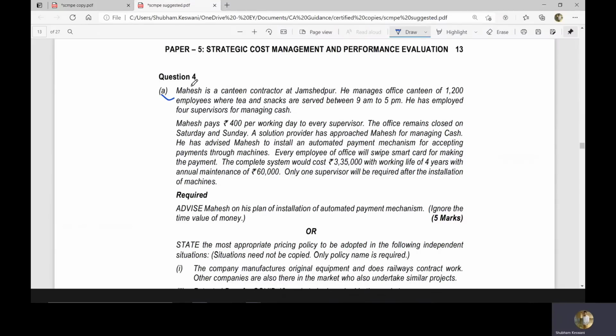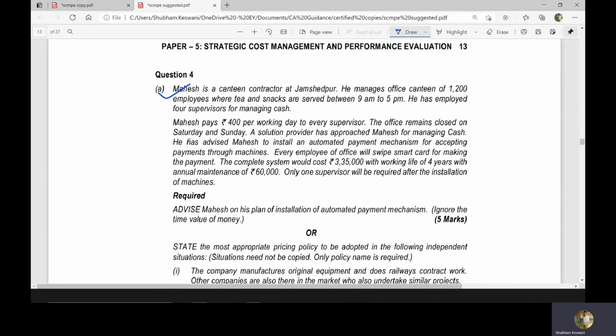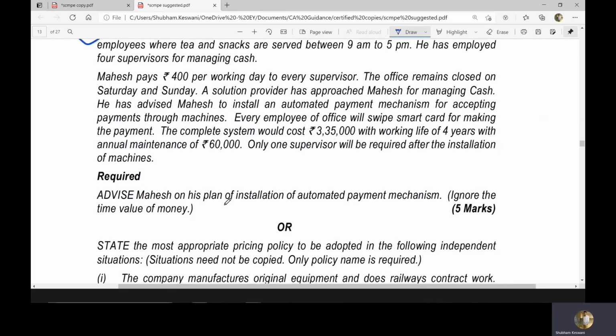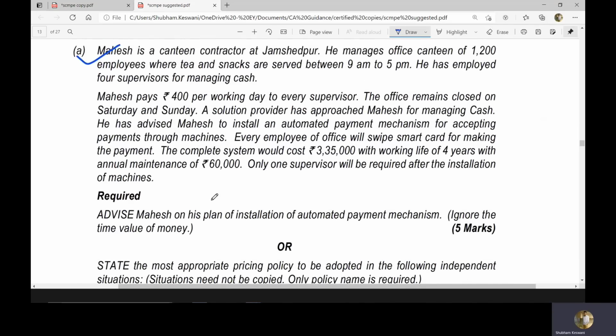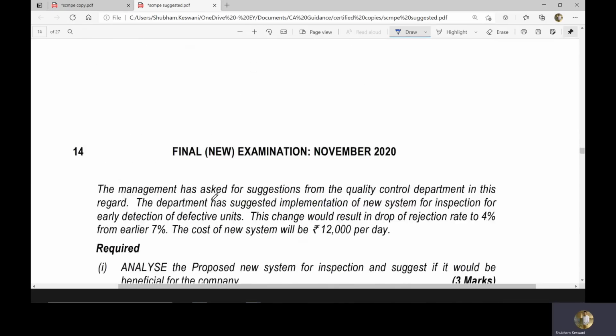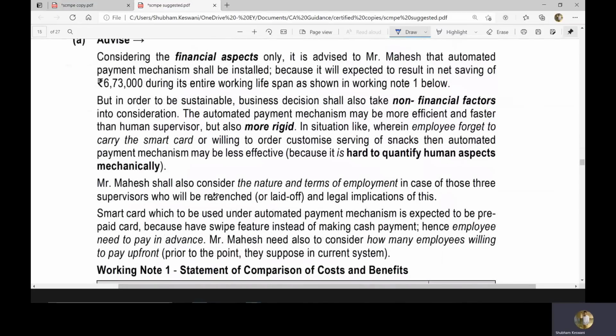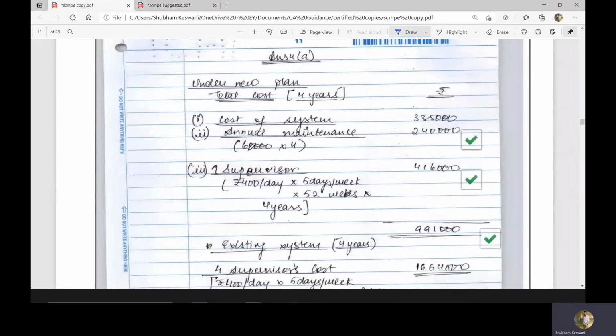Yeah, so here is Mahesh Manjrekar. Mahesh Manjrekar is a canteen contractor at Jamshedpur. He manages an office. So again, ignoring the concept, just showing you the presentation. Let's see what ICAI did here. A similar question was there in the study material also. What we have to do is you are replacing a manual system with an automated system, and you just need to advise whether the company should do it or not. This is the crux of the question.